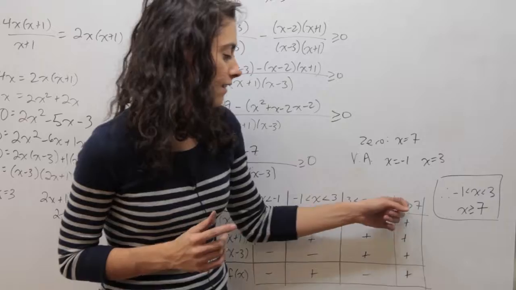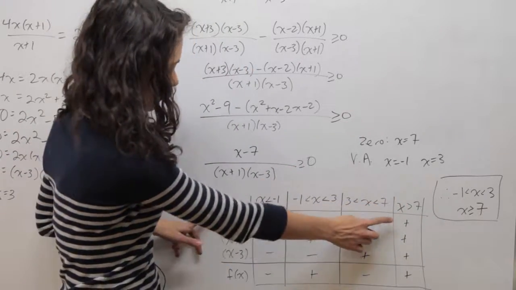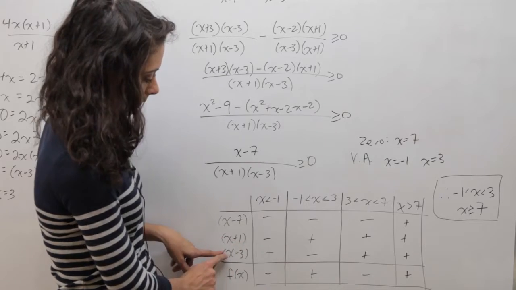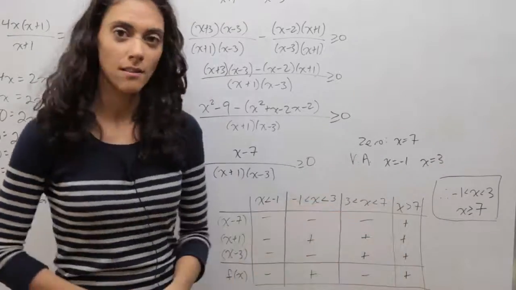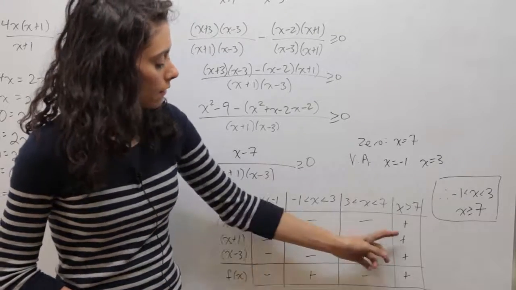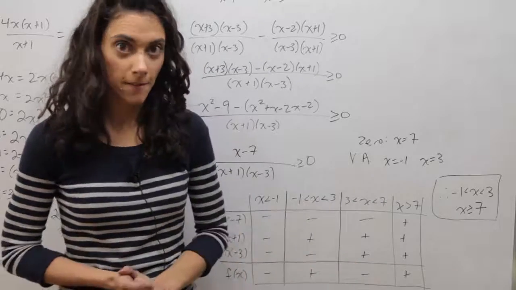And finally, the last interval, some number greater than 7, 8, positive, positive, 8 minus 3, +5. All of these would be positive if we selected some value greater than 7. Multiplying these, dividing these, the final answer would be positive.